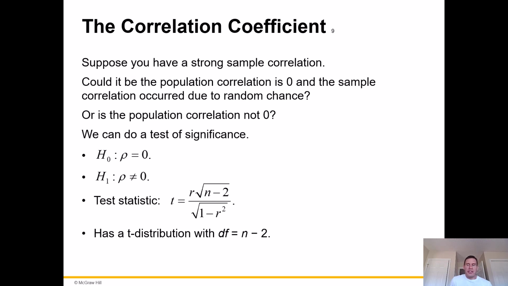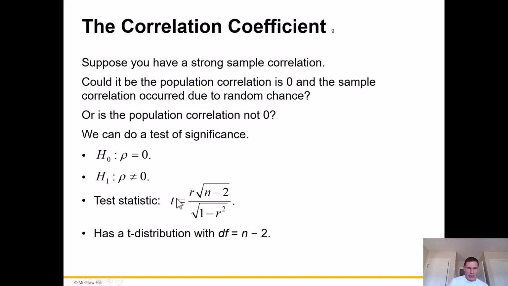So let's say you have a strong sample correlation. Could it be the population correlation is zero and the sample correlation just occurred due to random chance? Or is the population correlation actually not zero? We can figure this out by using a test of significance. Like always, our null hypothesis has an equal sign because there's no change. Our research or alternate hypothesis postulates that there would be a change, hence the equal sign with the little line through it, the inequality.